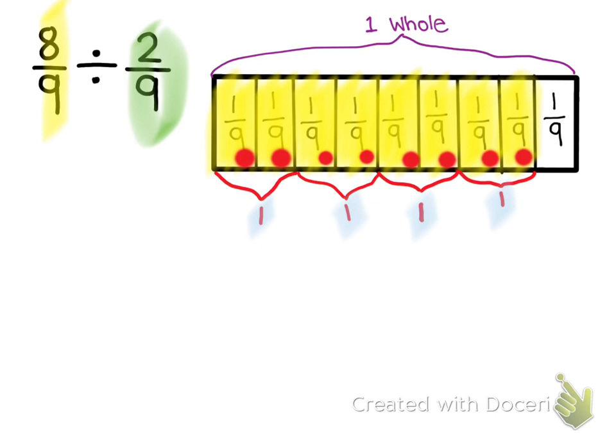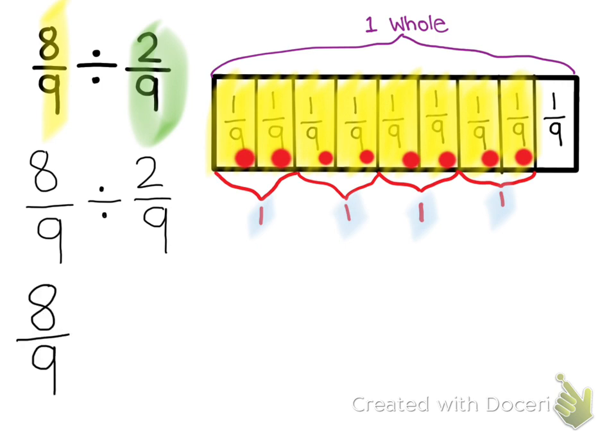But let's check our work. I'm going to rewrite my 8 ninths divided by 2 ninths. And turning this into a multiplication is how we are going to check our work. I rewrite the first fraction because it stays the same. We change division to multiplication. We need to write the reciprocal of the second number. So the reciprocal of 2 ninths is 9/2.